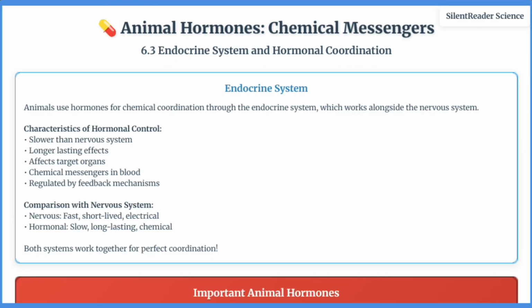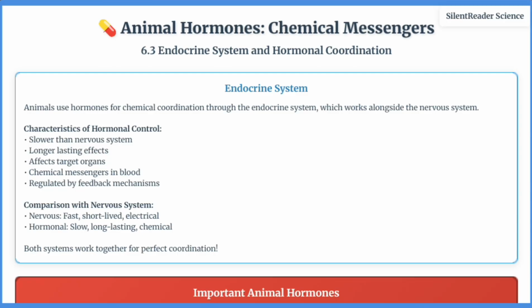Animals use hormones for chemical coordination through the endocrine system. Hormones are chemical messengers secreted by endocrine glands directly into the blood, affecting specific target organs. The pituitary gland is called the master gland as it controls other endocrine glands and secretes growth hormone that regulates body development. The thyroid gland secretes thyroxine, which controls metabolism and requires iodine, hence the importance of iodized salt to prevent goiter.